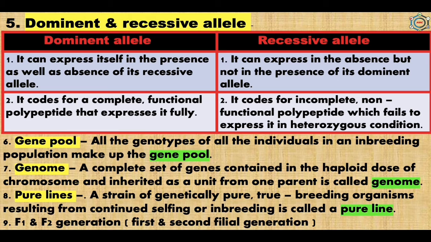F1 generation is the hybrid offspring produced in a genetic cross between two genetically different but pure parents, like crossing between the T and the small t parent plant forms T small t in the F1 generation. And the F2 generation is the young ones produced in a genetic cross between two F1 organisms. These terms F1 and F2 were introduced by Bateson and Saunders in 1905.